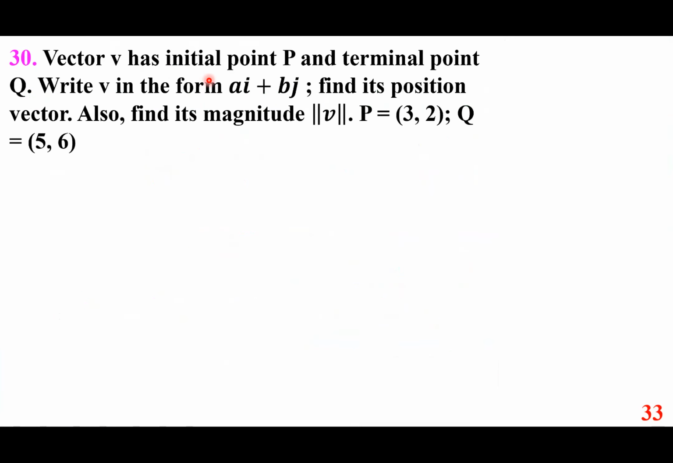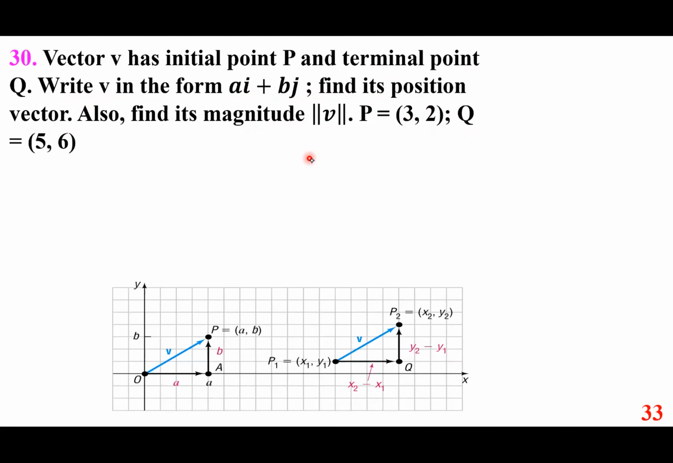Vector V has initial point P and terminal point Q. Write V in the form ai plus bj. Find its position vector. Also find its magnitude, where P is given as (3, 2), Q is (5, 6). So let's remind everybody of what's going on. When you have vectors that have the same magnitude and the same direction, they are considered identical. And when the initial point is at the origin, it's called the position vector.